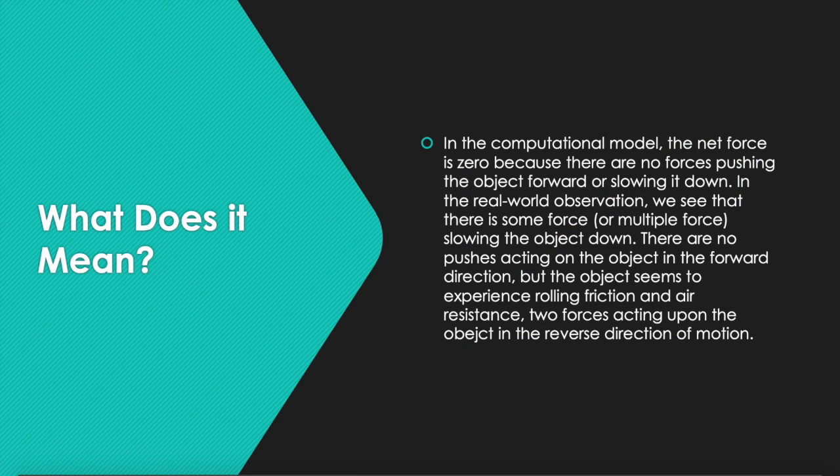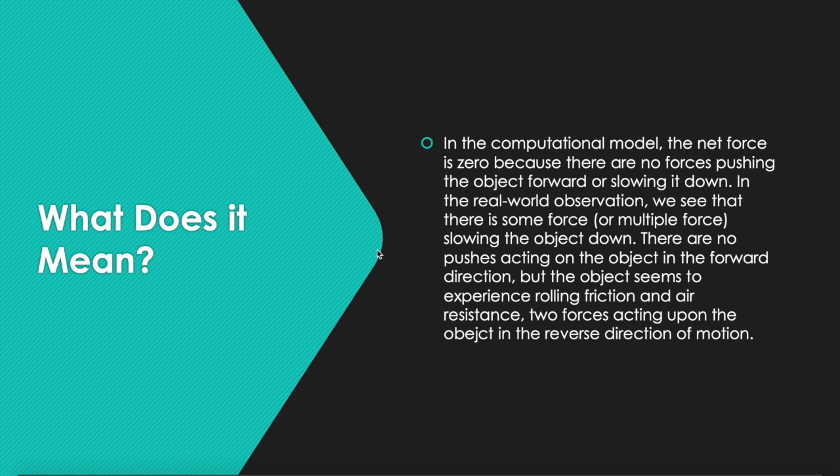The what does it mean question asks if we can predict the forces that are acting on the object that all cancel out to zero. In my observational model, the forces do not cancel out to zero, but the forces in the positive x direction are zero as there are no forces propelling the ball forward, but there may be rolling friction and air resistance acting in the negative x direction against my ball.